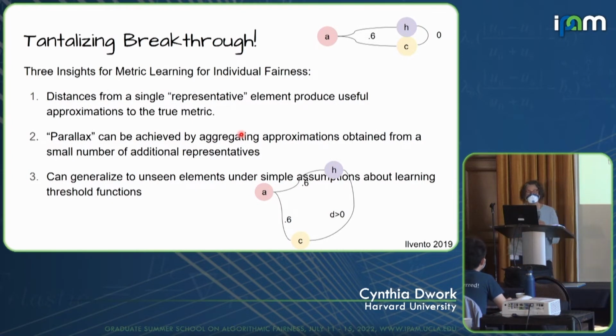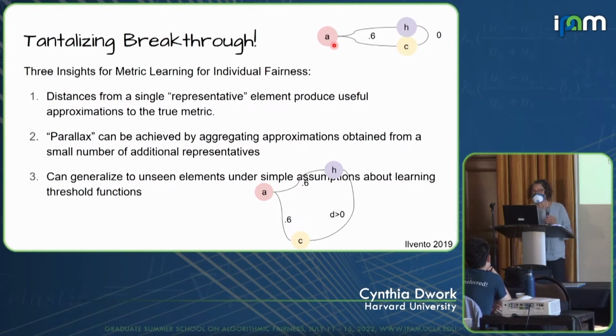And Ilvento's work combines three different insights. So here are three insights. First of all, distances from a single representative element, and the word representative is in quotes because there's no semantics to it. We just pick someone and say, hey, we're going to call you a representative, and now let's see what happens. So distances from a single representative element can produce useful approximations to the true metric. But you could have a situation like this. So here my representative is A, and we have H and C who are equidistant from A.